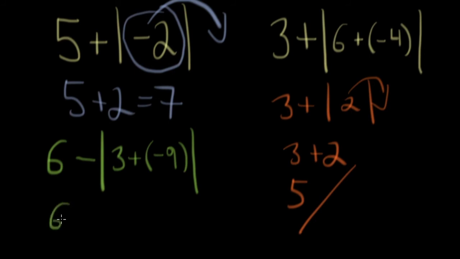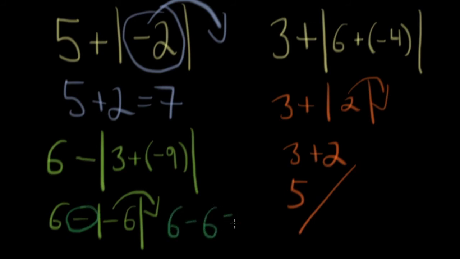Well, you would do the stuff inside the bars, and this would become negative 6, like that. When this jumps out, bing, it becomes positive. But this minus sign is on the outside, so it stays there. So this becomes 6 minus 6, which is going to be 0. And if you write that on your little test, your teacher will be happy, like, yay, good job, you got it.